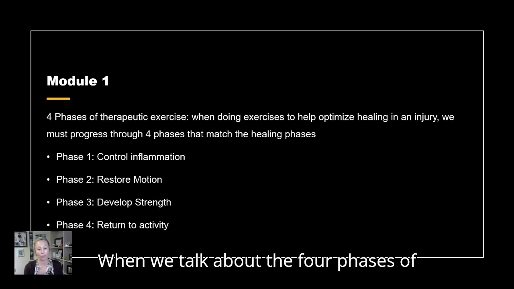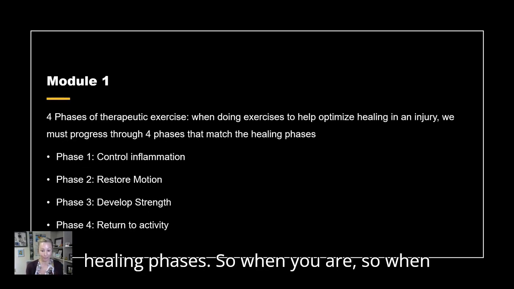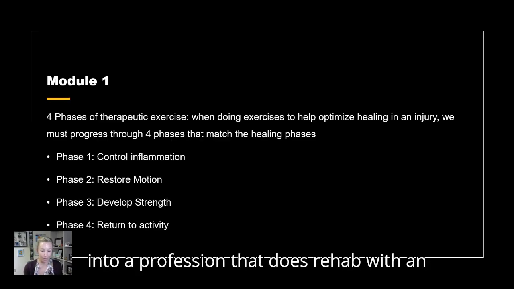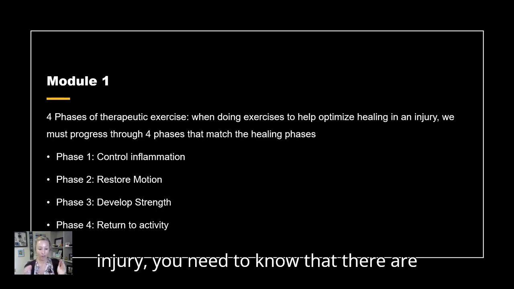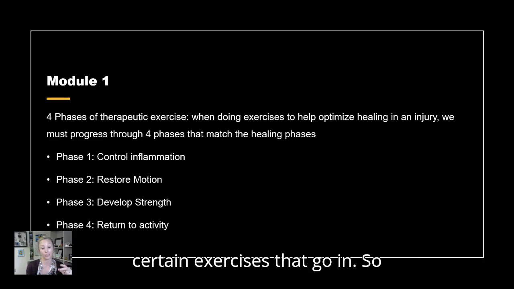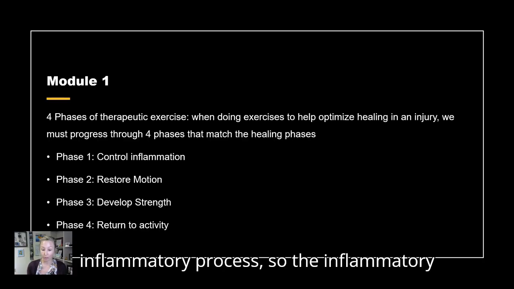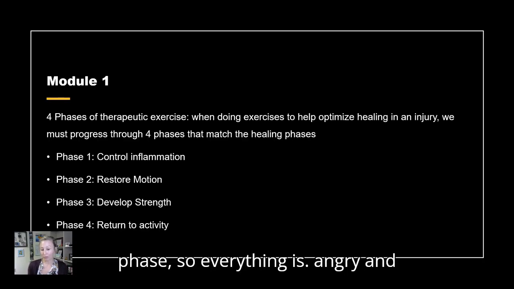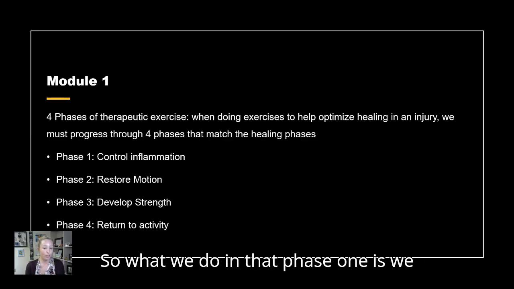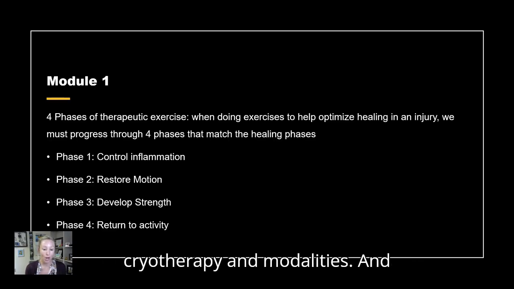When we talk about the 4 phases of therapeutic exercise, we introduced this and said it goes along with the healing phases. If you get into a profession that does rehab with an injury, you need to know that there are 4 phases, and we call them phases because there are certain exercises that go in each. So phase 1 lines up with phase 1 of the healing process, which is the inflammatory phase. Everything is angry and swollen for usually 48 to 72 hours. In phase 1 we control that inflammation with usually cryotherapy and modalities.